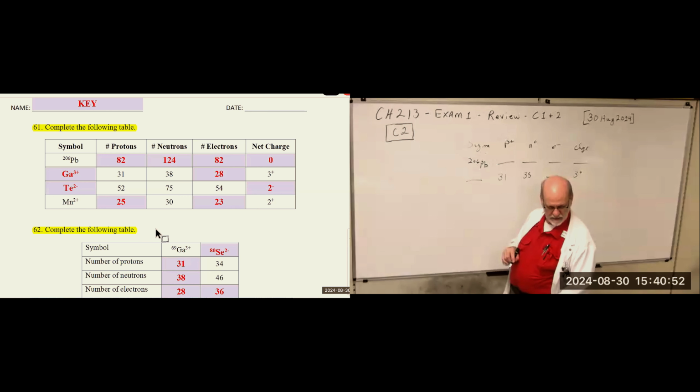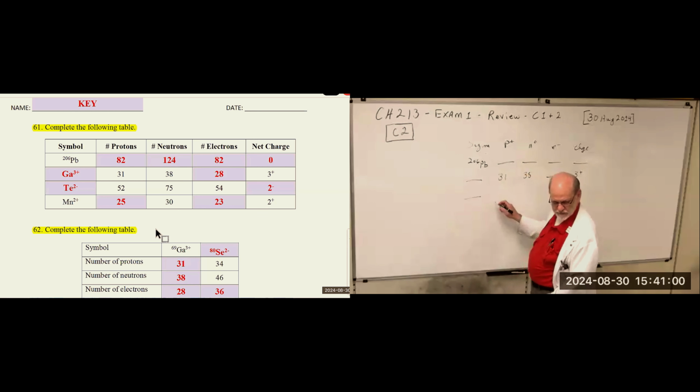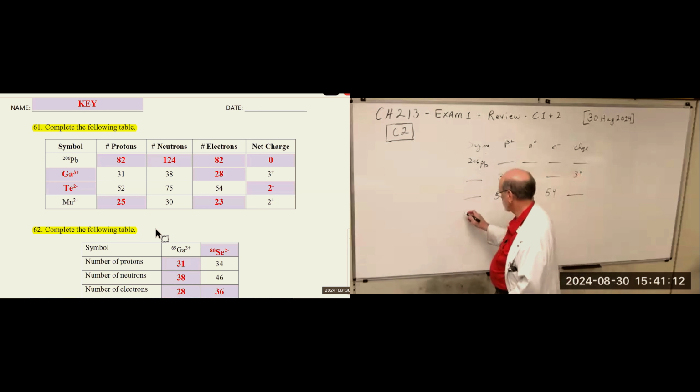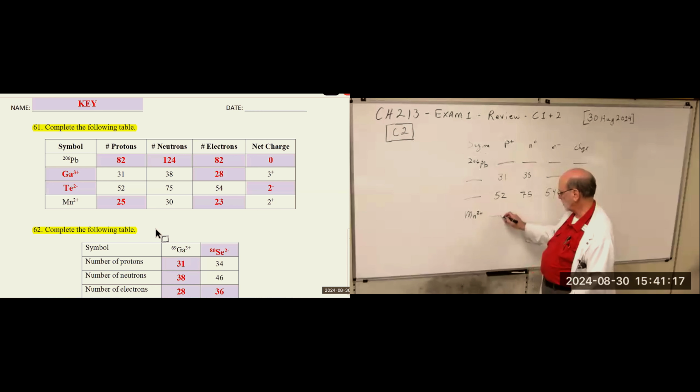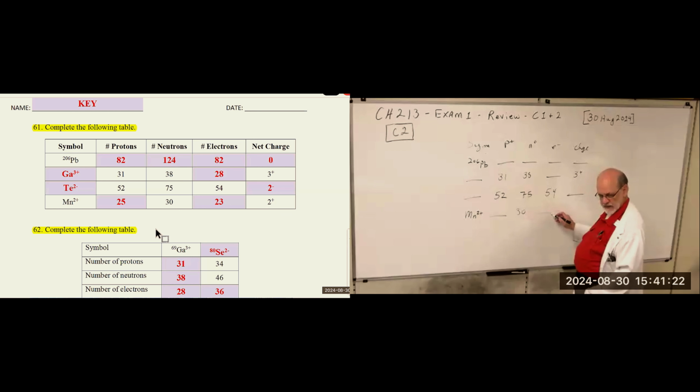And then, yes. And this one has 52, 75, and 54. And that one's blank. And then the last one is given as manganese 2+. And we're not given that. We're given this. And we're not given that one. And we're given this one. Okay. Now we just have to fill in.